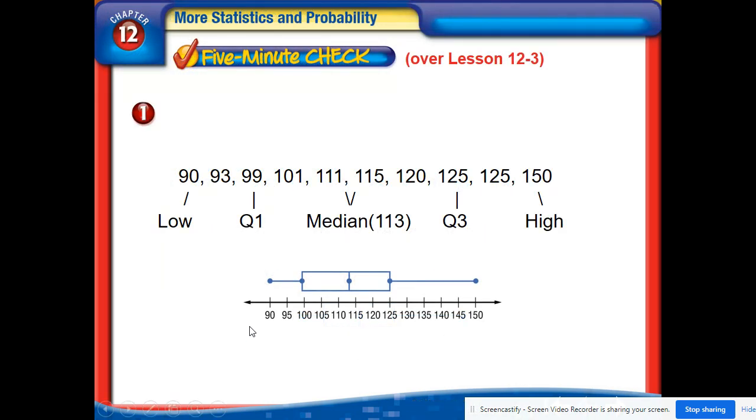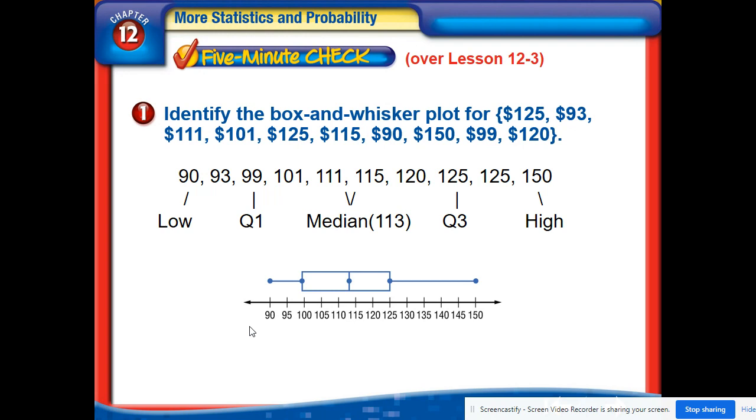Let's try another. This one only had 10 data points, so I still have my low and my high. Again, notice I put it from least to greatest. For the middle here, 11 and 15, I have to find the average, which is 113. For the bottom 5, Q1 is 99, and for the top 5, Q3 is 125. And again, we put those dots on a number line and make our box and our whiskers. Not too difficult, hopefully.